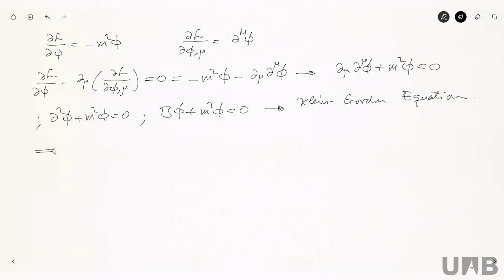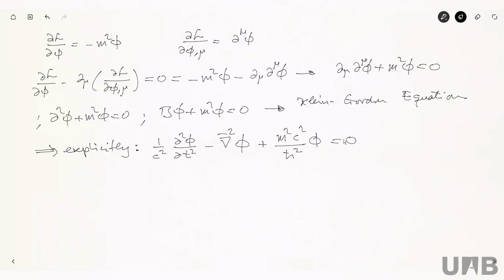Now, explicitly, if we write this thing in components, so remember what this D'Alembertian is, d mu d mu, so that is 1 over c squared, second derivative of phi with respect to time, minus the Laplacian, plus, and now I'm going to put all the c's and all the h bars, times phi equals 0. So that's the Klein-Gordon equation written out completely in all the components.